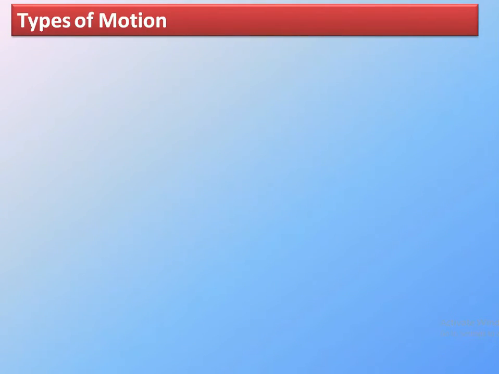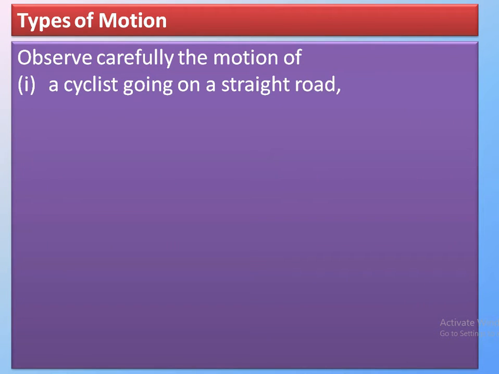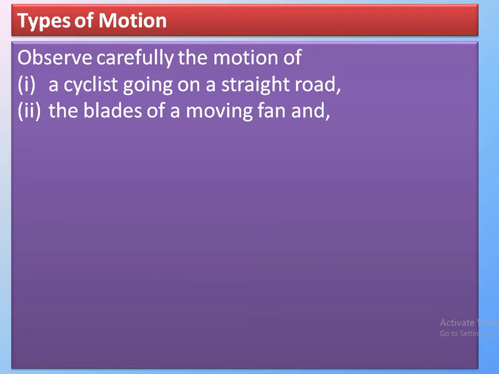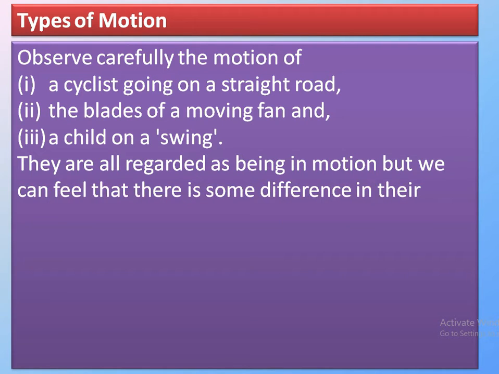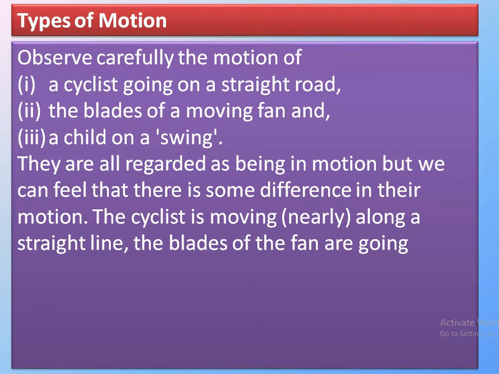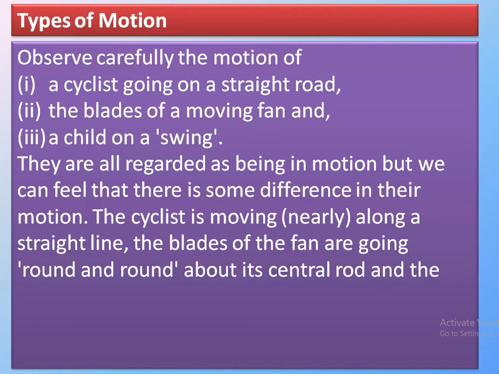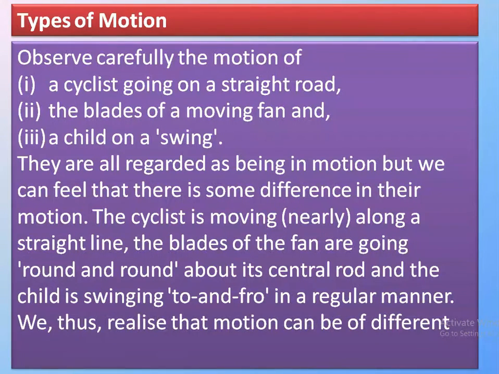Types of motion. Observe carefully the motion of a cyclist going on a straight road, the blades of a moving fan, and a child on a swing. They are all regarded as being in motion, but we can feel that there is some difference in their motion. The cyclist is moving nearly along a straight line. The blades of the fan are going round and round about its central rod, and the child is swinging to and fro in a regular manner. We thus realize that motion can be of different types.